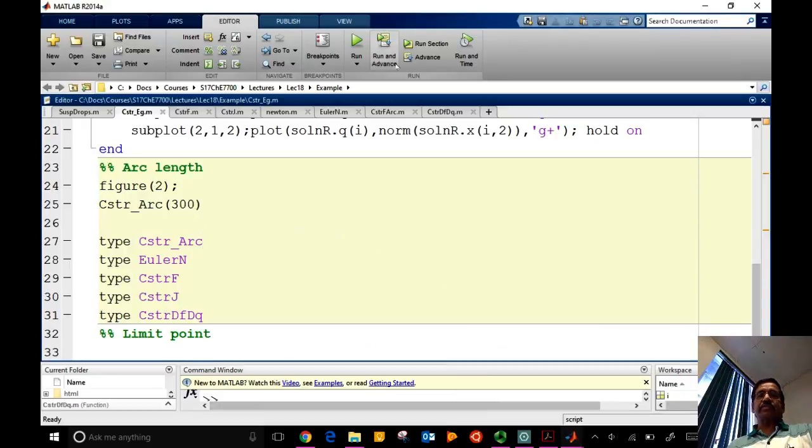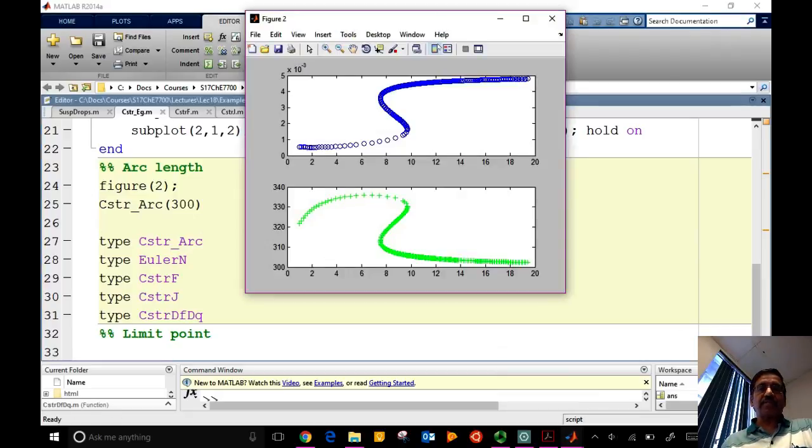So arc length. So this is the one. So I want to run the last section. This is what I get. And I learned this not as a graduate student. I did this when I was a first level. When it turned around, I was really excited.